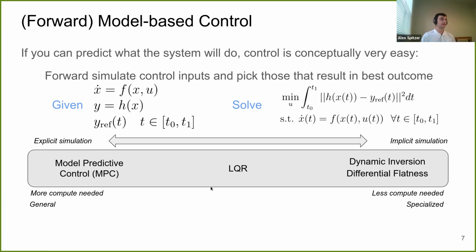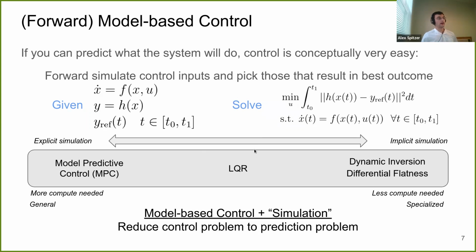In the middle, I think a good intermediate example is something like LQR, which has a lot of different variants. A lot of people may refer to it as MPC, but in its simplest case, it makes simple assumptions such as a linear system with a quadratic cost and so on. So the point is that we can take a control problem and really reduce it to a simulation problem. Can we predict what's going to happen? And if we can, we just need to find the control inputs that give us the best outcome.